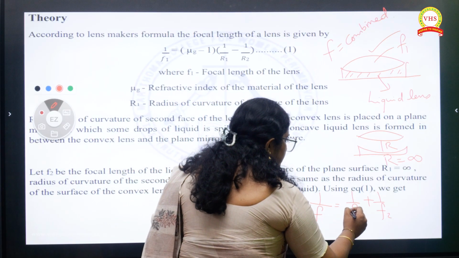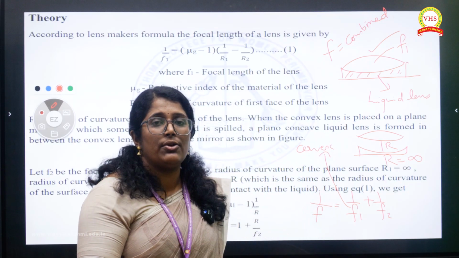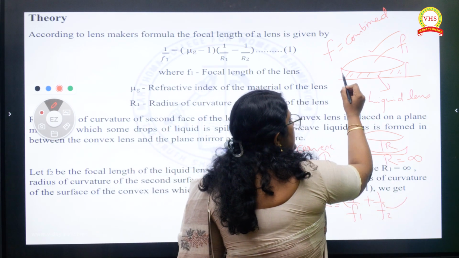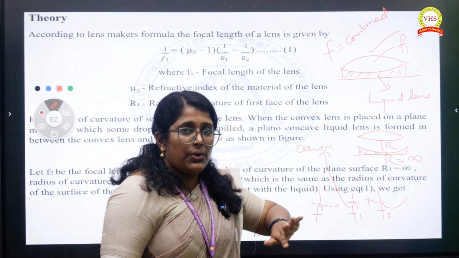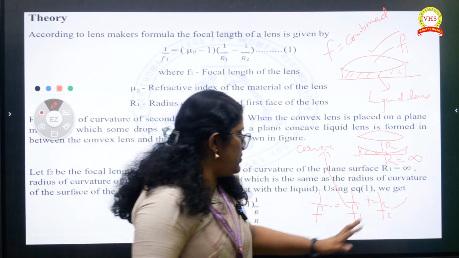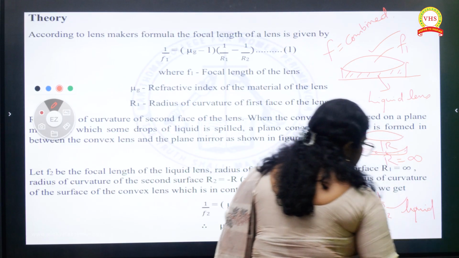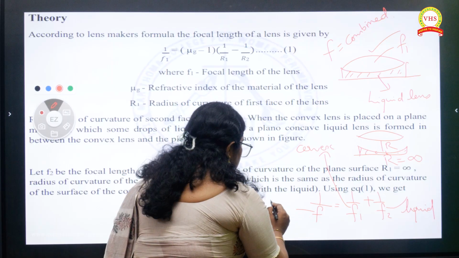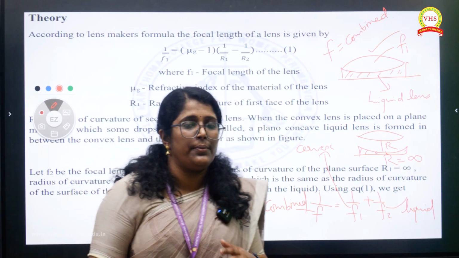What is F1? It is the focal length of the convex lens alone. And what is F2? F2 is this plano concave, that alone. It does not have an existence practically, but theoretically we can say. F2 is for the liquid lens alone. What about 1 by F? It's the combined one. So that's what you should know about it.